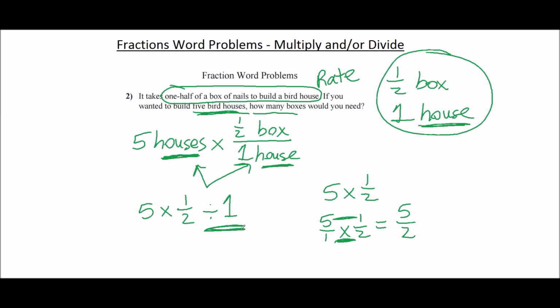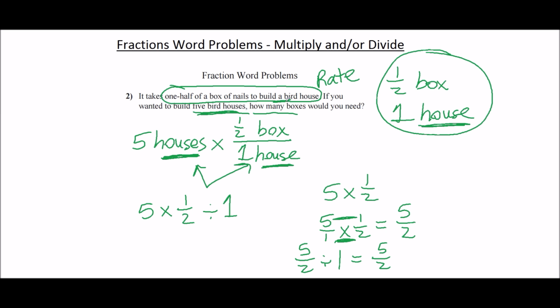Now, we still have that divided by 1 piece, but dividing by 1 is easy. 5 halves divided by 1 is just going to keep it at 5 halves. If it was, you know, like half a box of nails for 3 birdhouses instead of half a box of nails to build a birdhouse, then we'd have to do that division. But dividing by 1 makes it easy.